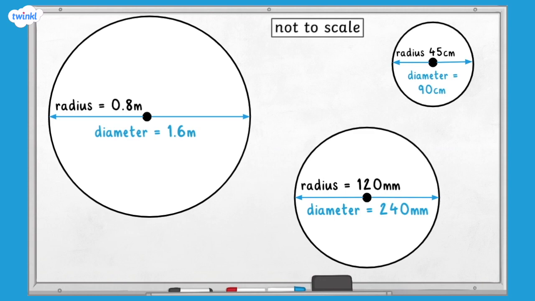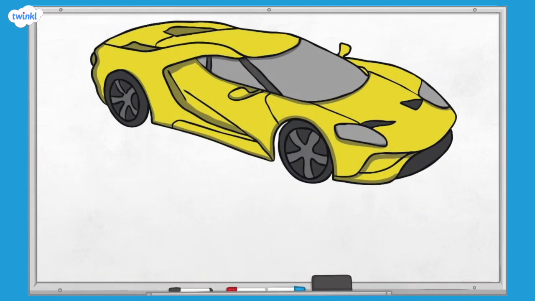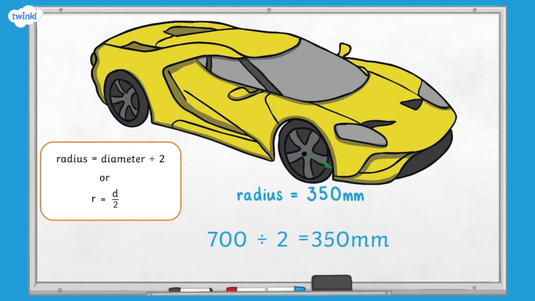If multiplying the radius by 2 gives us a diameter, is there any related fact that would help us to find out the radius of a circle if we only had the diameter measurement? Look at the wheel of this toy car. It has a diameter of 700 millimetres. How could we calculate the radius of the wheel? That's right. We could find the radius by dividing the diameter by 2 or halving it. 700 divided by 2 equals 350 millimetres, so the wheel has a radius of 350 millimetres.